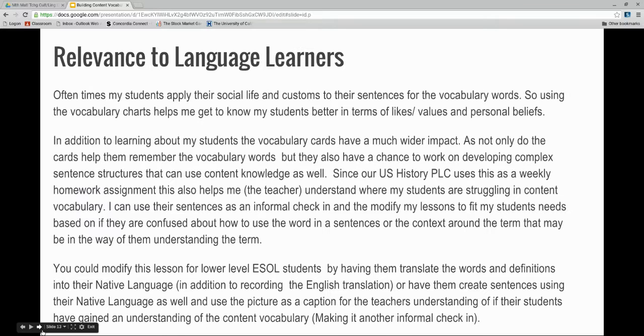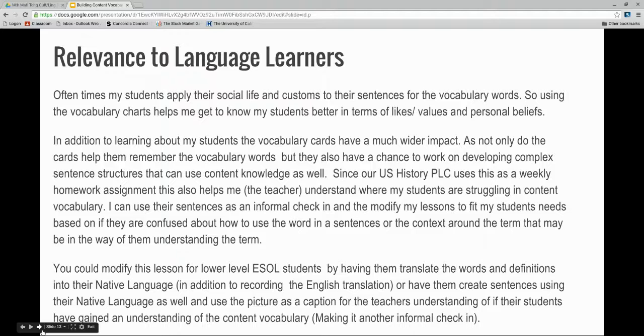So the relevance to my English language learners, the first thing that I've noticed is that a lot of my students apply their social life and their customs to their sentences for their vocabulary words. So I get kind of this inside look at my students in terms of likes, values, and personal beliefs. But they also have a much wider impact.